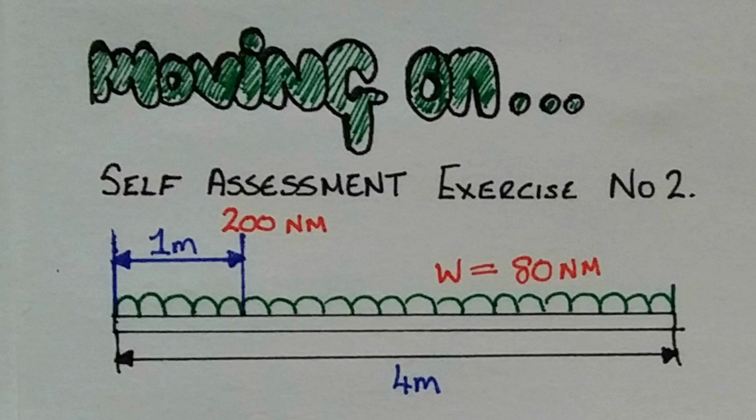So quickly moving on, we have our self-assessment exercise number 2, which is on page 9 of your booklets that I handed out on Thursday. What we have is a 4 meter beam. It can be made out of anything that you wish, concrete, I-beam, anything. We have a point load of 200 Newton meters, 1 meter in from the left hand edge, and then all the way across the beam we have a uniform distributed load of 80 Newton meters. So this is our problem.